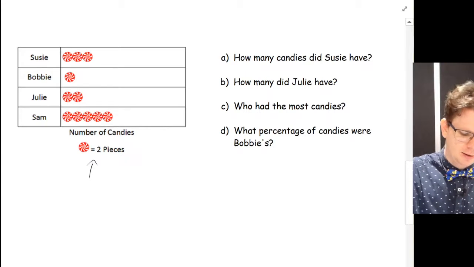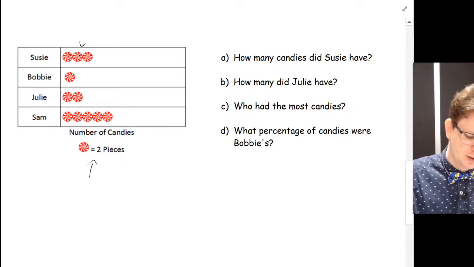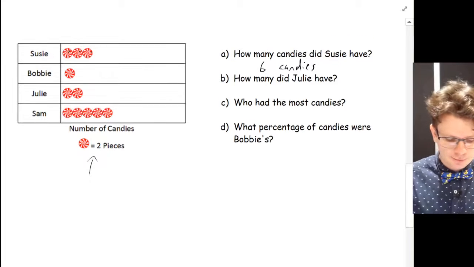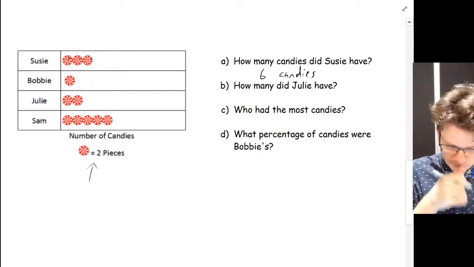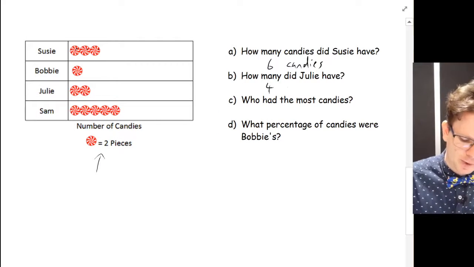How many candies did Susie have? Well, she had 3 lots of 2. So it's 2 and 2 and 2. So that would be 6 candies. How many did Julie have? Well, Julie had only 2 of the candy symbols. So that's 2 plus 2. So that's going to be 4 candies.